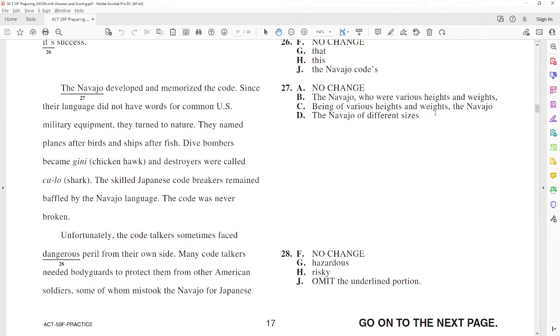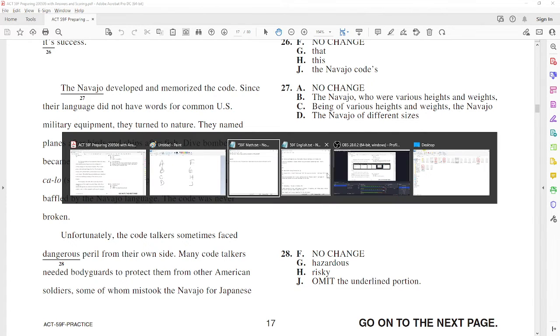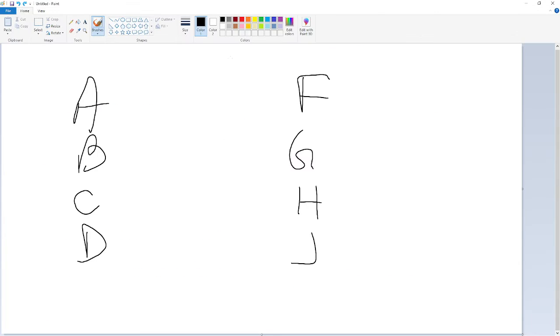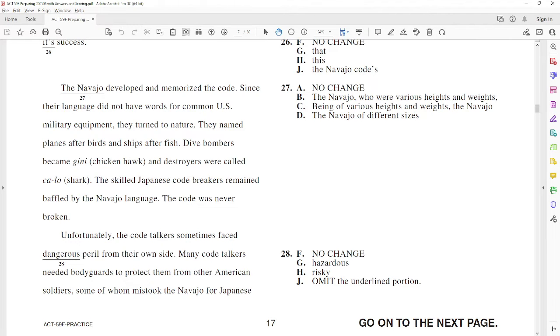Being C, being of various heights and weights, the Navajo. Okay, again, it's talking about their height and weight. Why would we do that? So B is out, it adds information that's not necessary. C is out, it adds unnecessary information. And a good clue to that is it's so long.